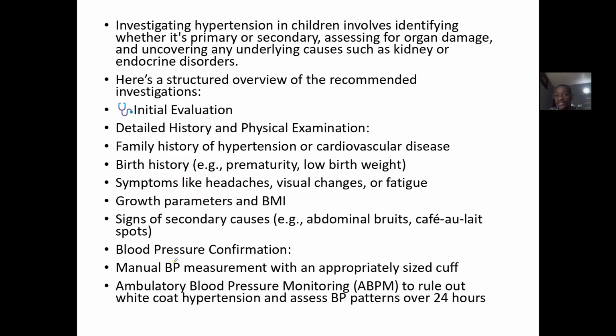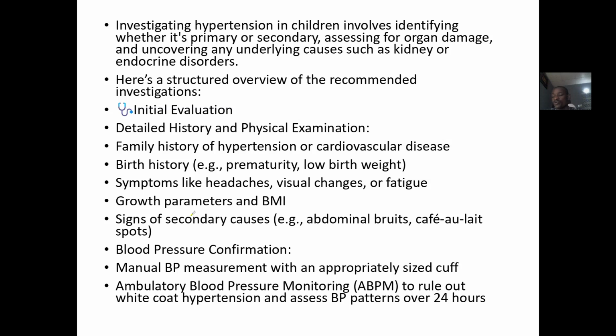Now for the various investigations, first, you have to do a detailed history and physical examination, where you ask questions around everything: when it started, how the person is feeling, and everything. Then you talk about the family history. Does anybody else in the family have hypertension issues? You talk about birth history. How was the child born? Were there any complications as the child was born? Then you talk about the other symptoms, that is, other things that the person is feeling.